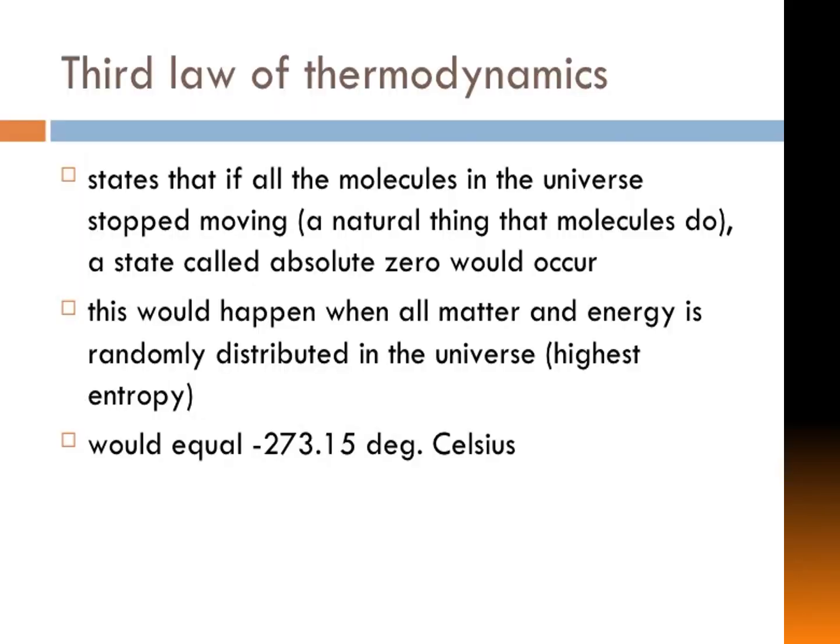Third law of thermodynamics: the entropy of a substance varies directly with temperature. So the lower the temperature, the lower is the entropy. For example, water above 100 degrees Celsius at 1 atmosphere exists as a gas and has higher entropy. The water molecules are free to roam about in the entire container.